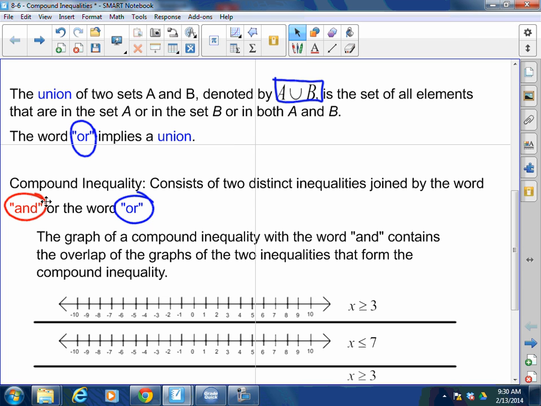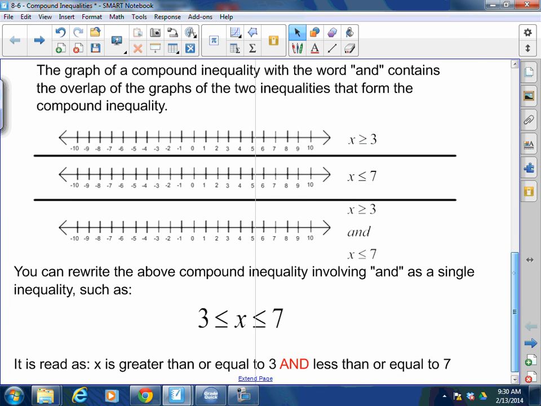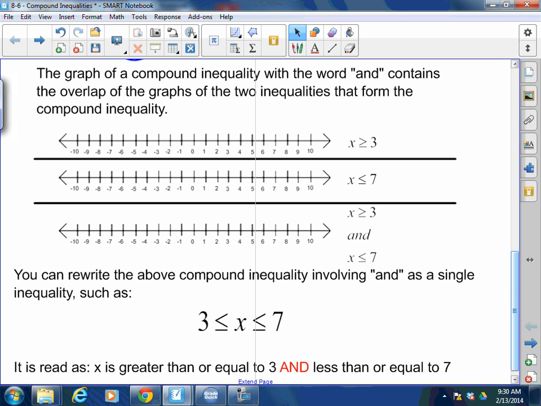Now, let's see if I can do a good job here. Because this confuses a lot of people. Hopefully this will not confuse you today. The graph of compound inequality, we're first going to talk about the ands. The word "and" contains an overlap, that the ands are intersections of the graphs of two inequalities that form the compound inequality. So let me show you what's happening.